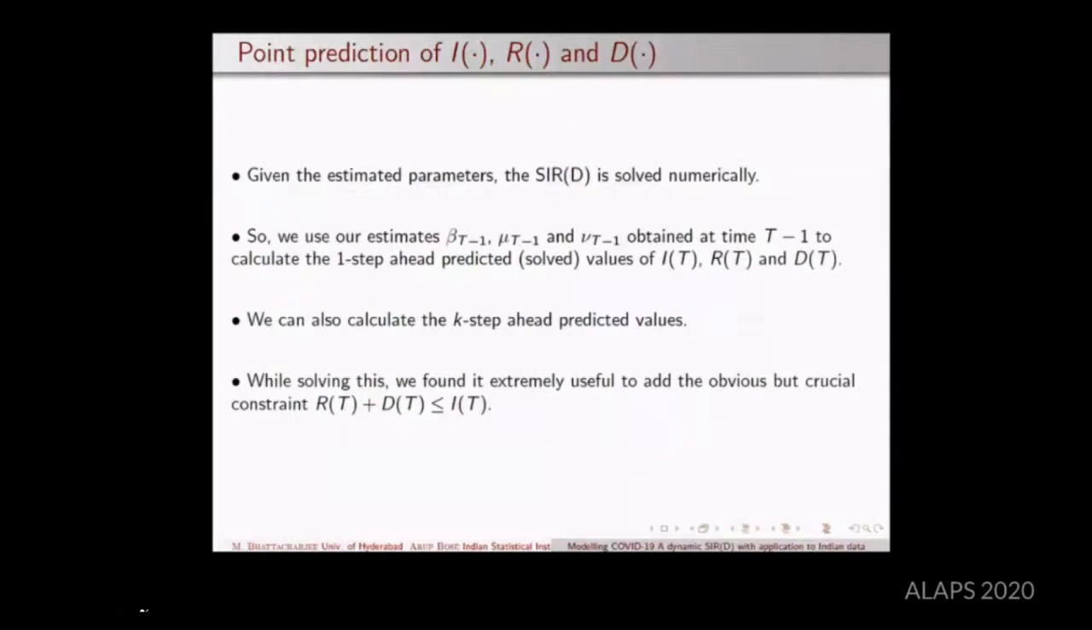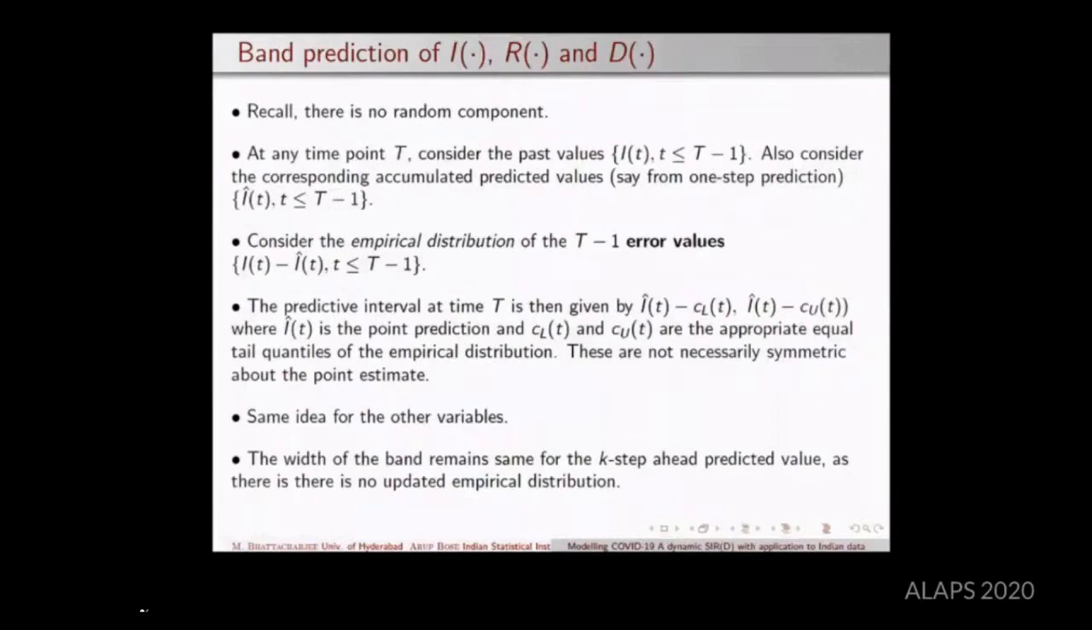Recall there is no random component. At any time point T, we can consider the past values and also consider the corresponding accumulated predicted values. And we can consider the empirical distribution of the error values I_T minus I hat T, and then use this empirical distribution to come up with our predictive interval by taking the quantiles of this empirical distribution at the lower and the upper quantiles. And the same idea could be used for other variables also. Note that the width of the band remains the same for the k-step ahead predicted values, as there is no updated empirical distribution.